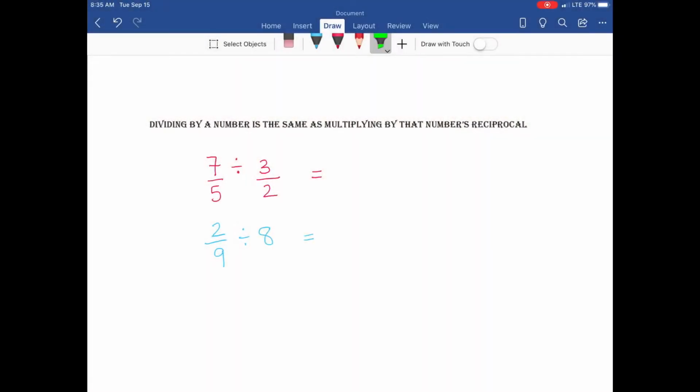Now, the last thing is, let's talk a little bit about dividing when we are working with fractions. And I put here, and you want to make a note of this, that dividing by a number is the same as multiplying by that number's reciprocal. What does that mean? So let's look at this first example. We've got 7/5 divided by 3/2. Dividing by 3/2 should be the same as multiplying by its reciprocal. The reciprocal of 3 over 2 is 2 over 3.